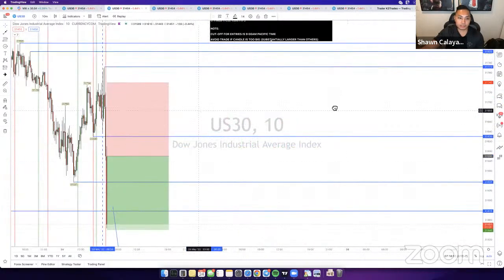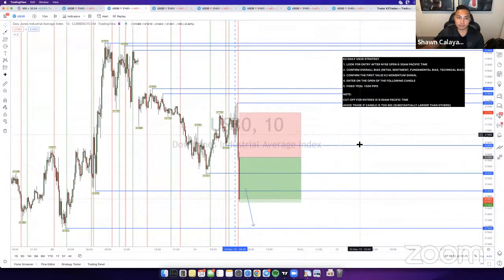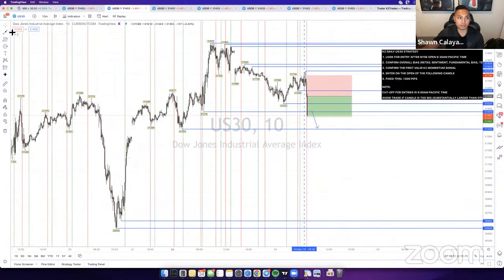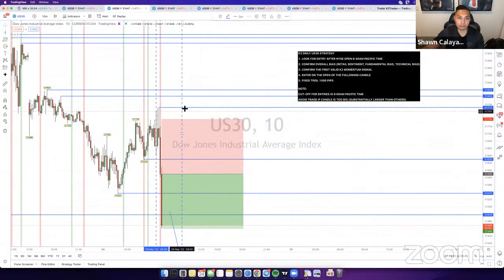The reason I anticipated this to happen was because Powell is going to speak later at 9:40. So let me mark up Powell. Powell is speaking right here at 9:40. So price has to come down a bit, because I think it's going to swing back up later when Powell speaks.